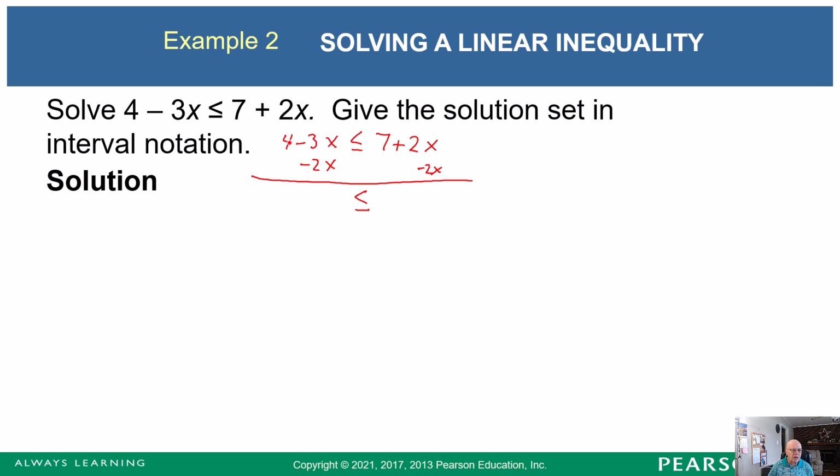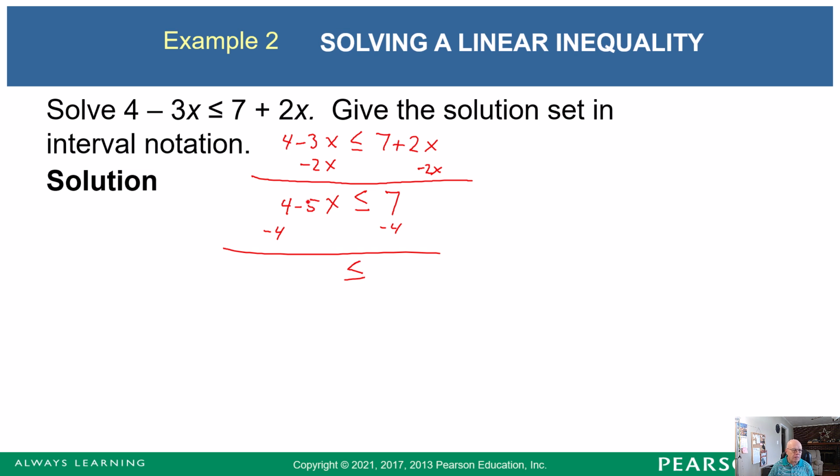What do I have on the left? Well, I've still got 4 minus, and I can combine those two x's because they're similar terms. And on the right, I've got a 7. That looks pretty good, but the 4 is with the x's. So I've got to subtract 4 from both sides, subtract 4. Now, have I multiplied or divided by a negative number? No. So I've still got less than or equal to.